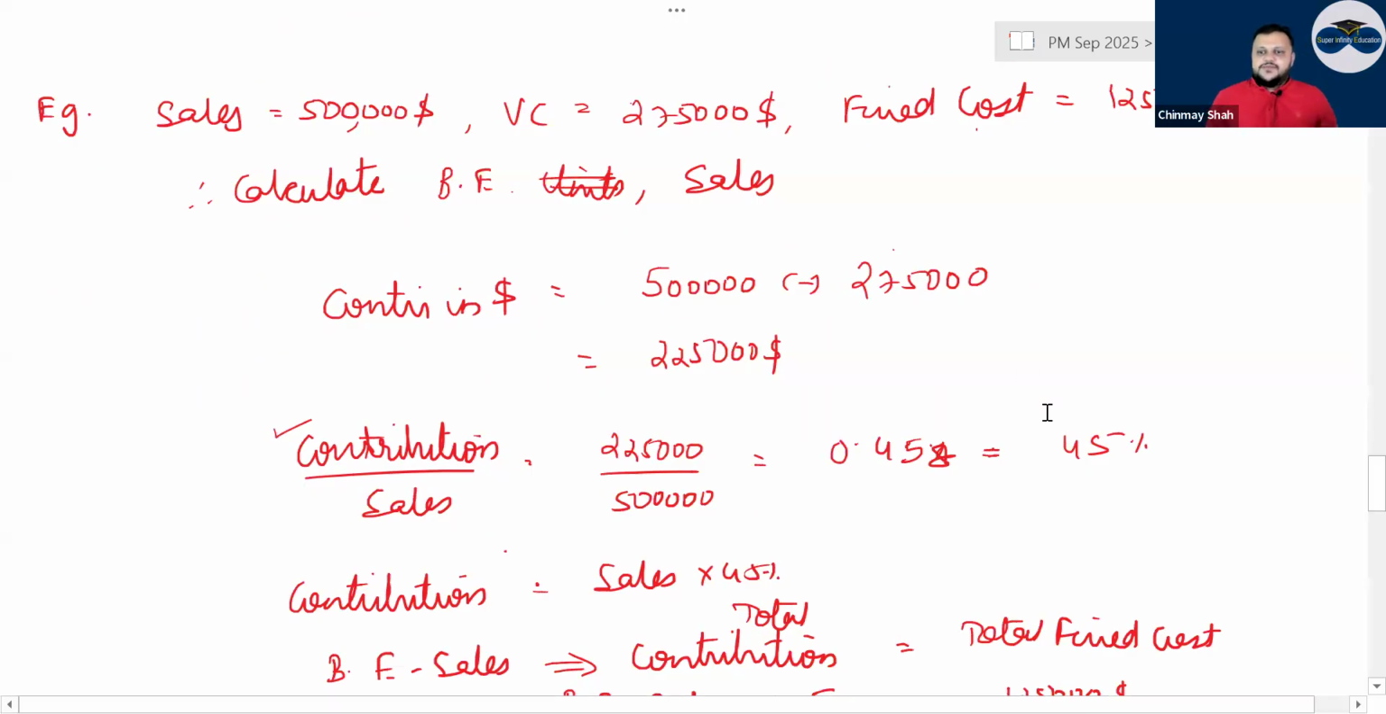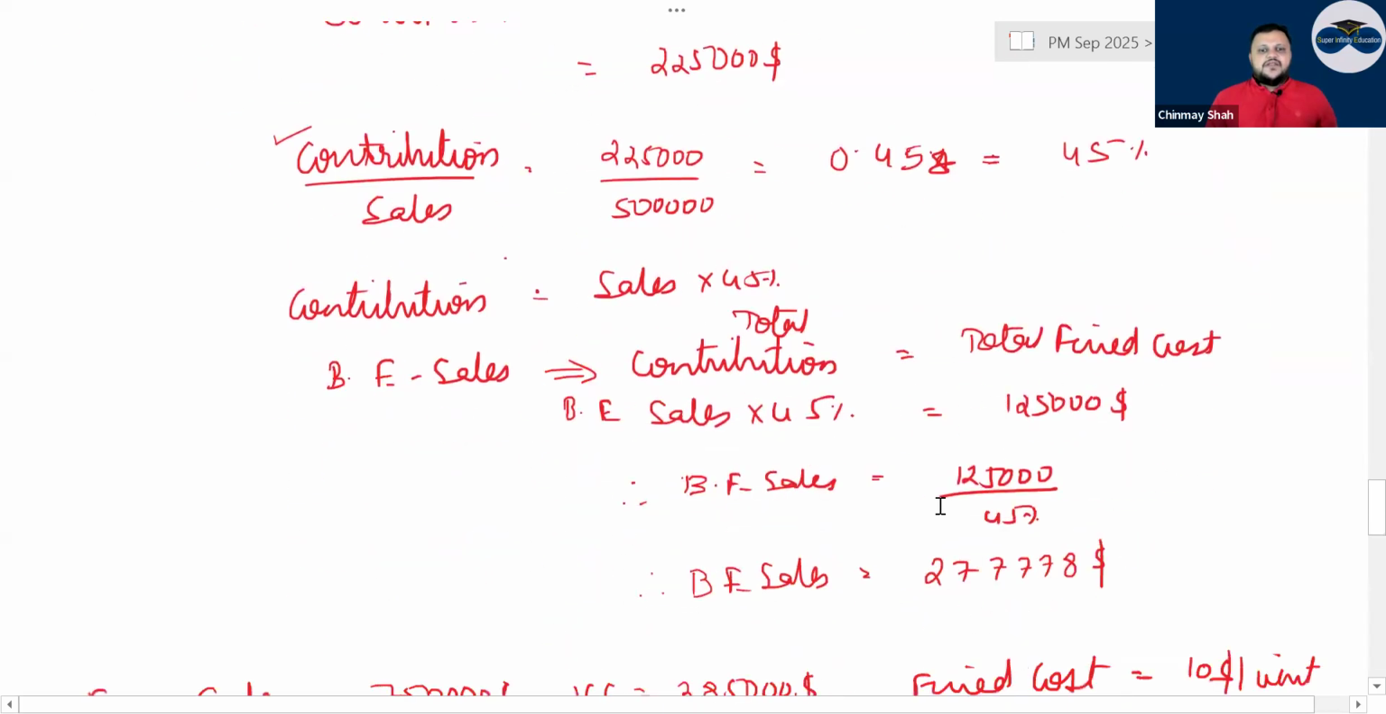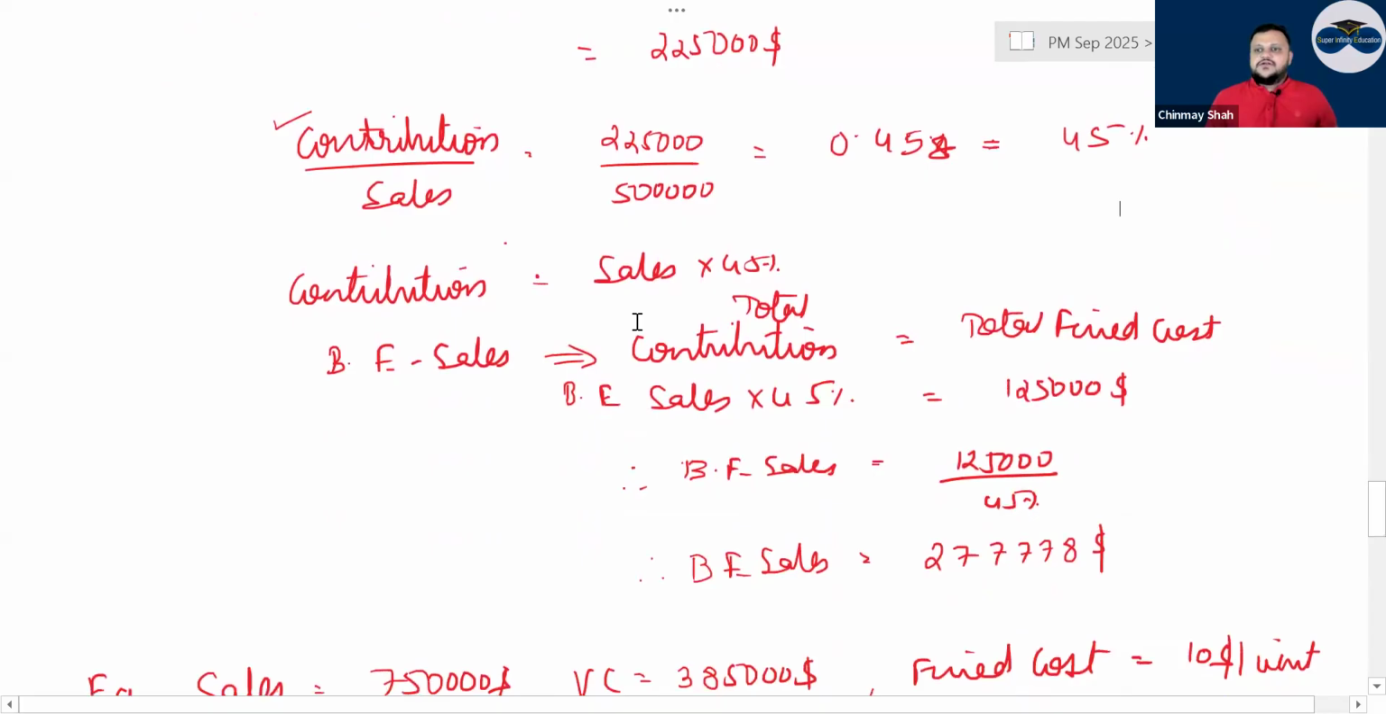Percentage that was there, 45%, right? Now, when I go into it, contribution is equal to what? Contribution is again equal to fixed cost, correct or not? That means contribution is equal to sales into 45%. That is nothing but C by S ratio, correct or not?